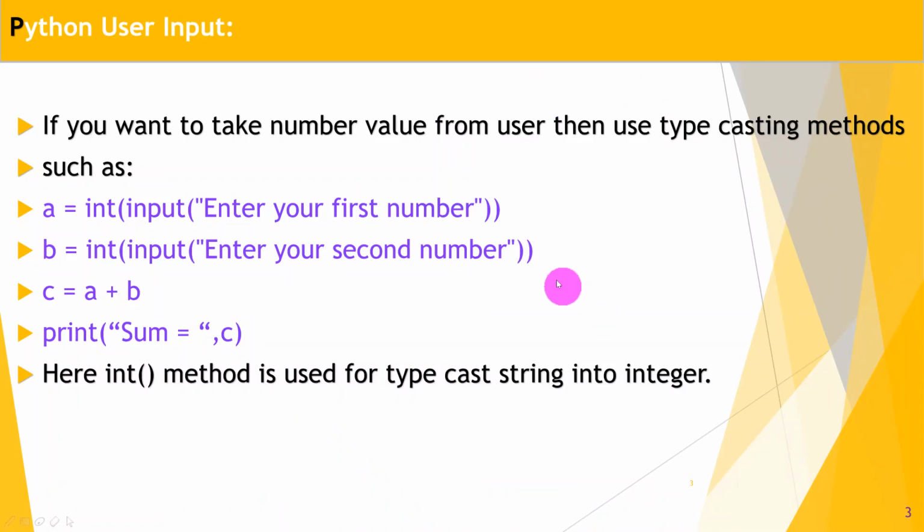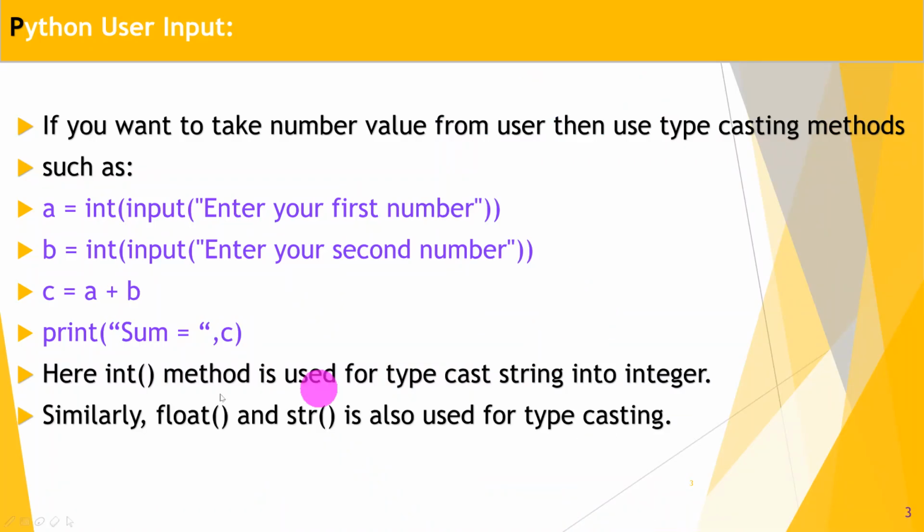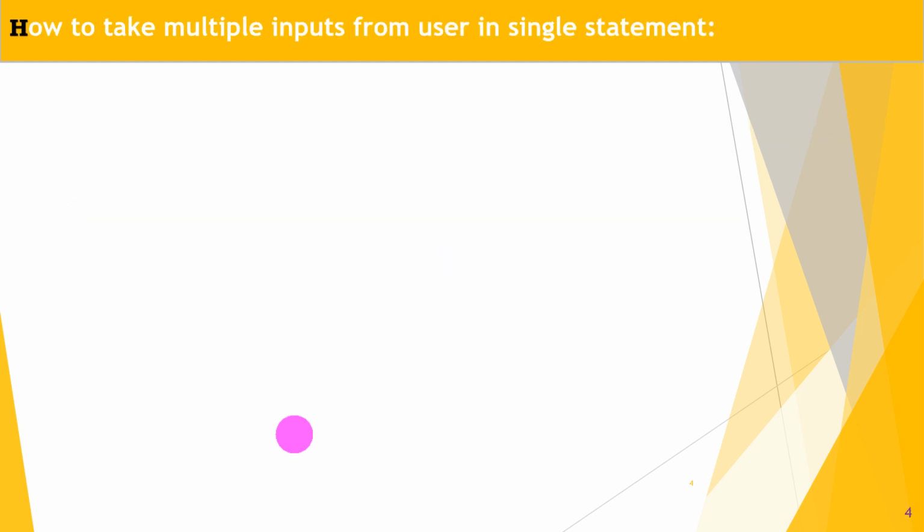Okay, so here the int method is used for typecasting a string into an integer. Similarly, float and str are the typecasting methods available in Python.